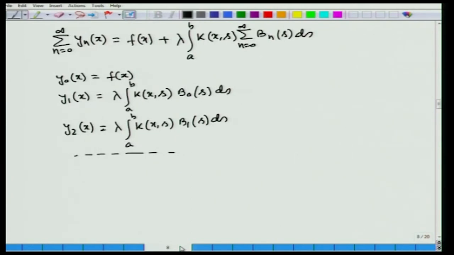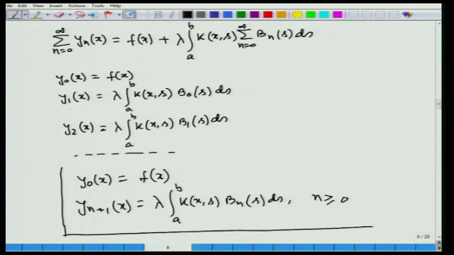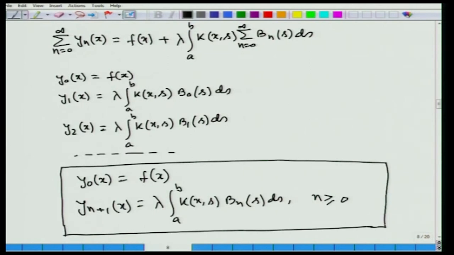Proceeding in this way, we can find the terms, that is, the Adomian polynomials y 0, y 1, y 2, y 3 and so on, and summing up all these terms, we can find the solution to the given problem. So, in compact form, we can write that y 0(x) is equal to f(x) and y_{n+1}(x) is equal to lambda integral a to b of k(x, s) b_n(s) ds, which is valid for n greater than or equal to 0. So, using this formula, we can calculate the iterates, or the Adomian polynomials y 0, y 1 and so on, and using the relation between b 0, b 1, b 2 with y 0, y 1, y 2 and so on.